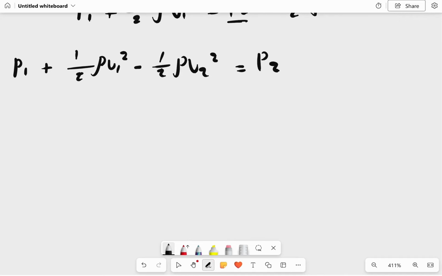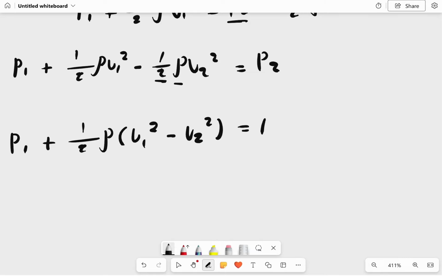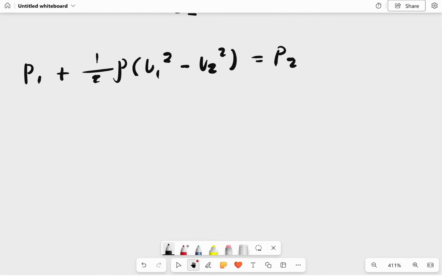Okay, now you need to take these two, 1 over 2 and rho, as the common factor. So you have P1 plus 1 over 2 rho times V1 squared minus V2 squared, okay, is equal to P2. You can write it in another way. You can take this P2 to the other side and take this one to the other side. It doesn't matter how you write it, it's the same thing.